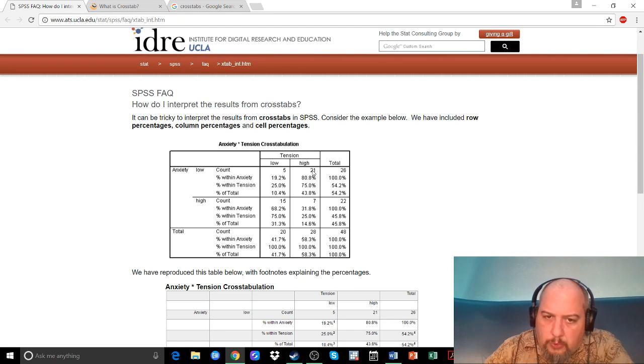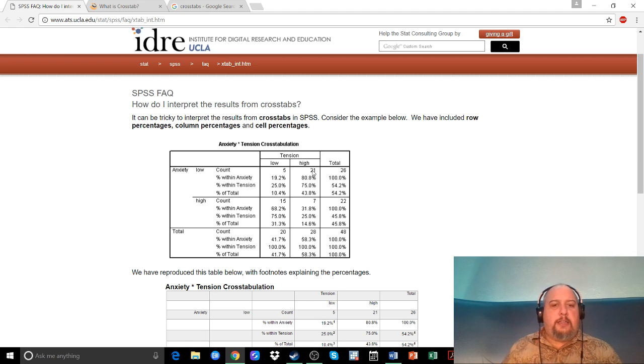Why are they ignored? Well, typically crosstab tables get ignored because they're hard to interpret. When you start adding all of these numbers, all of these percentages on top of your count, it gets a little confusing to some readers, and so they don't take the time to look at it.